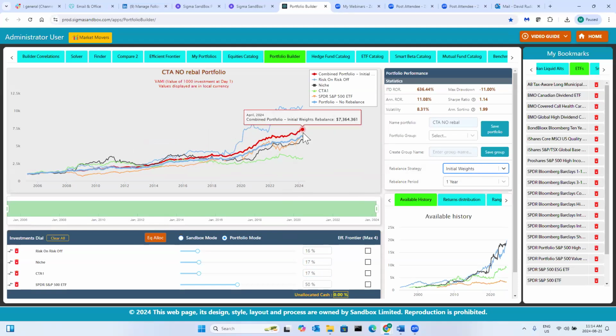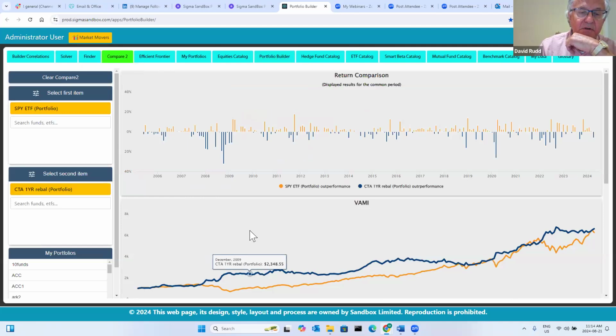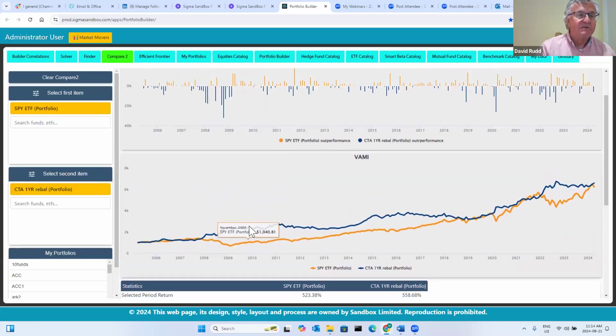Yeah. Okay. So then now you have a return stream that's actually beating the S&P on an absolute return basis. Right. It also has a maximum drawdown that's only 11%. Yeah. So let's look at the compare to tool. Right. So here's the CTA with a 1-year rebalance. The 3 CTAs with a 1-year rebalance, and compared to, again, the SPY.